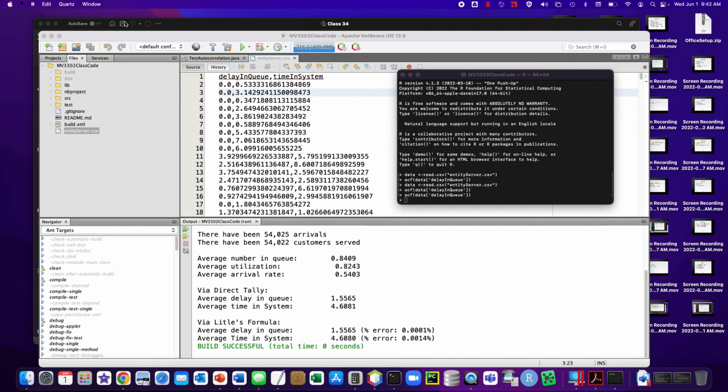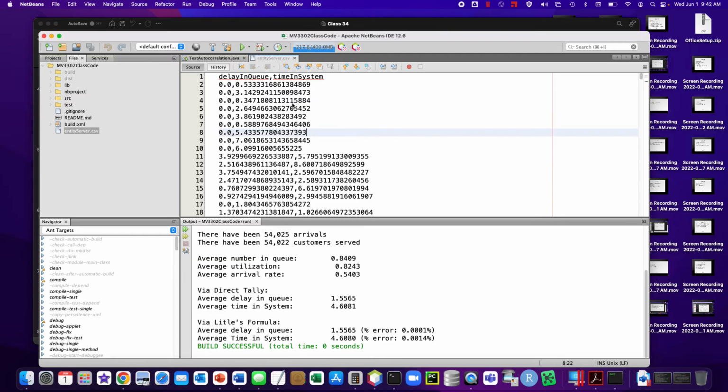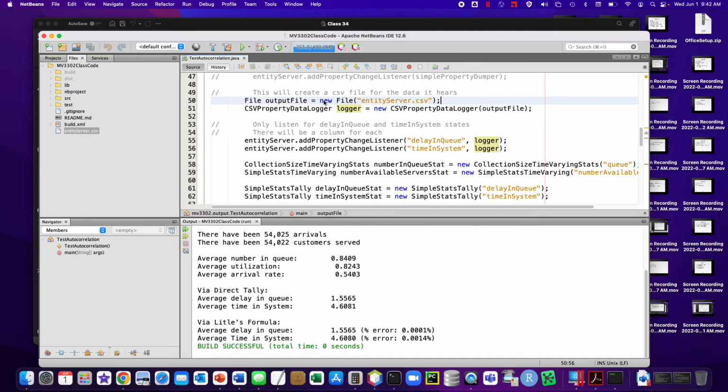In other words, we cannot apply our standard statistical tools to this raw data, because they fail both of the I's. The I's do not hold. They are not independent, and they are not identically distributed.